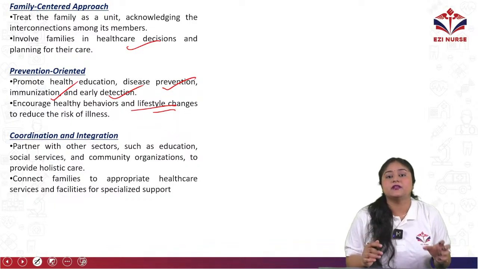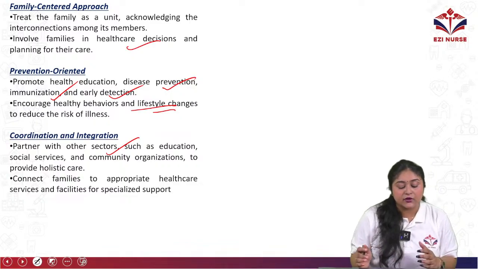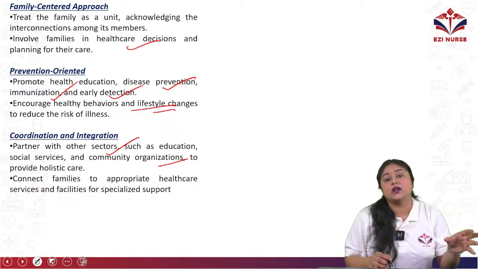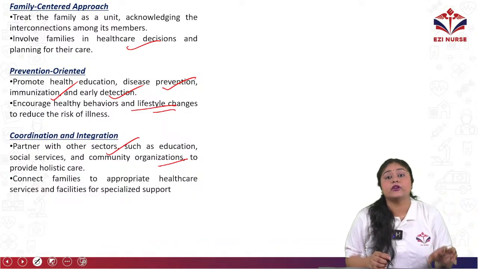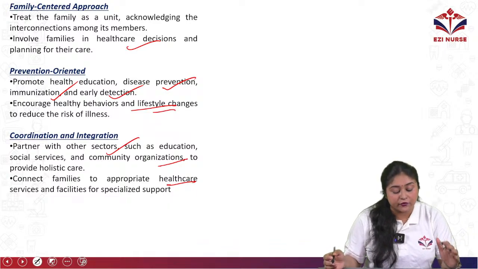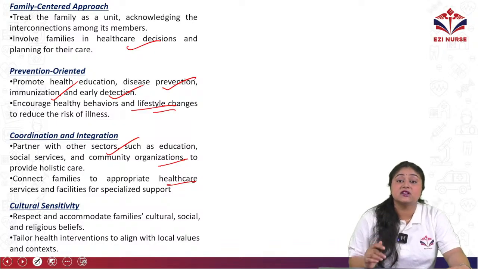What do we mean by coordination and integration? Partner with other sectors such as education, social services and community organizations to provide holistic care, and also connect the families to appropriate healthcare services as well as facilities for specialized support. Next one is cultural sensitivity.